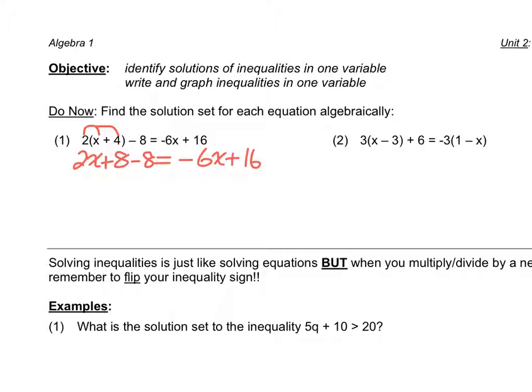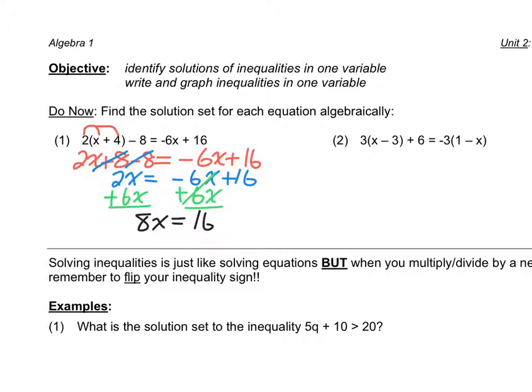Can of worms. So we can distribute here. Kill the eighth, right? So we have 2x equals negative 6x plus 16. Next move, add the 6x. So now we're looking at 8x equals 16. Last move, divide by the 8, and you get x equals 2. Feel free to check if you want. If you're confident in your algebra, then you don't need to.